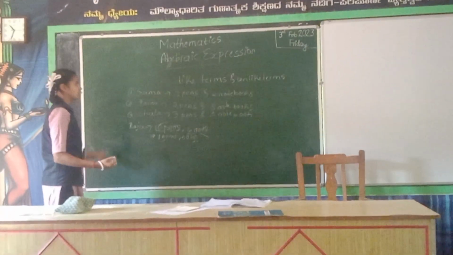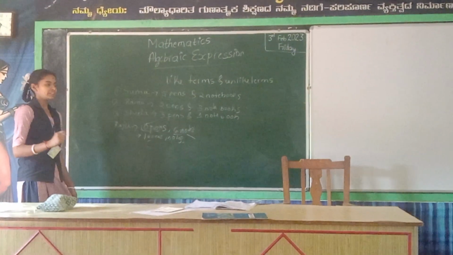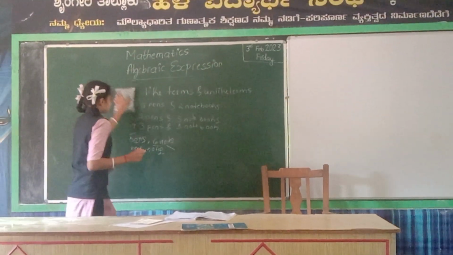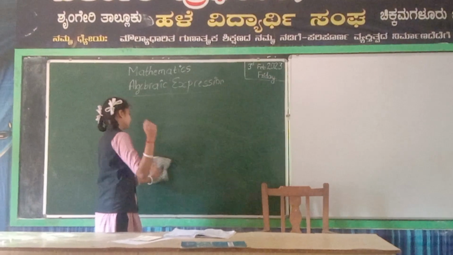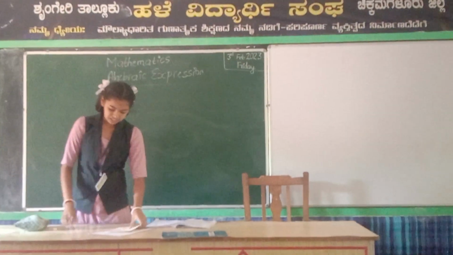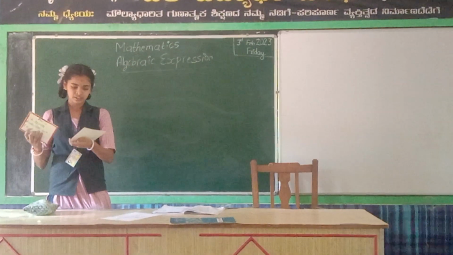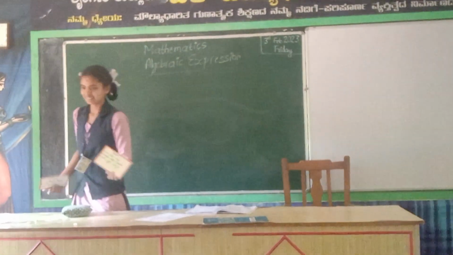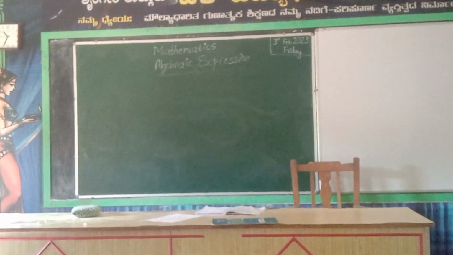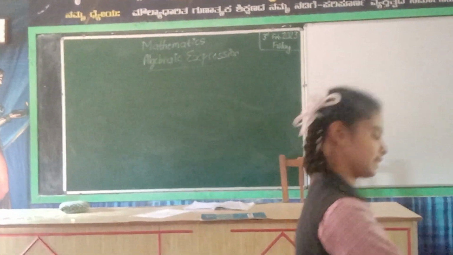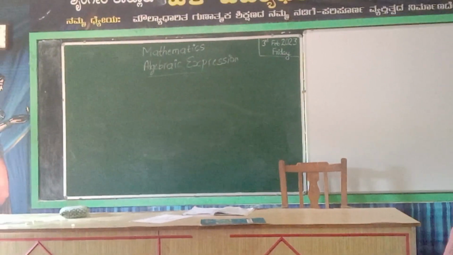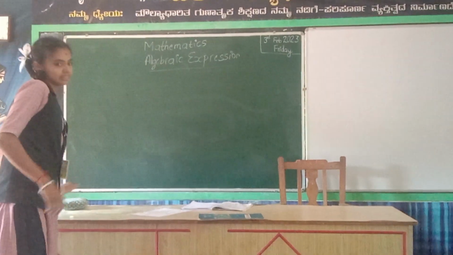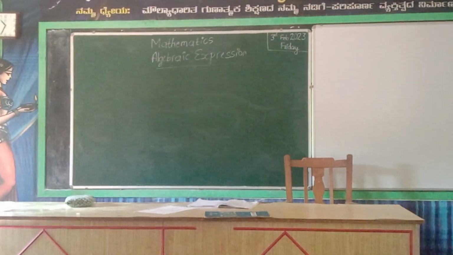Like terms are algebraic expressions having the same variable with the same exponent. And unlike terms are terms having different variables, different exponents, or both. Here are some examples. In box 1, can anyone tell what they are? 3x, minus 6x, 2ab, minus 3ba, y square, minus y square, minus 5 y square.